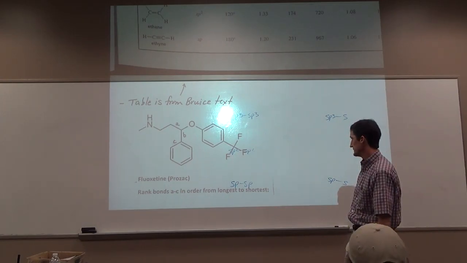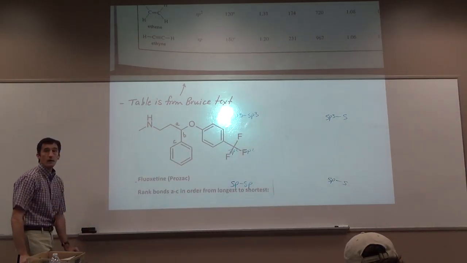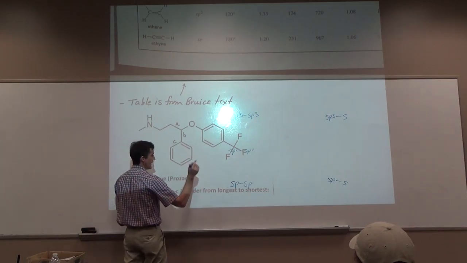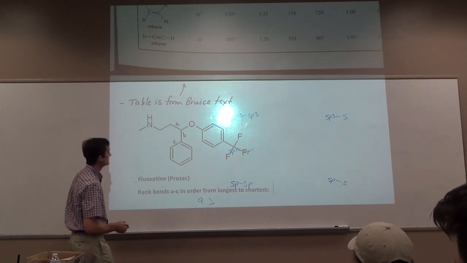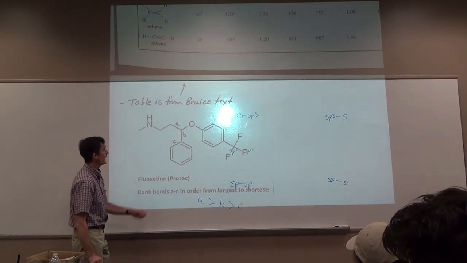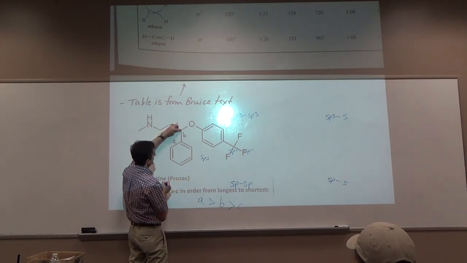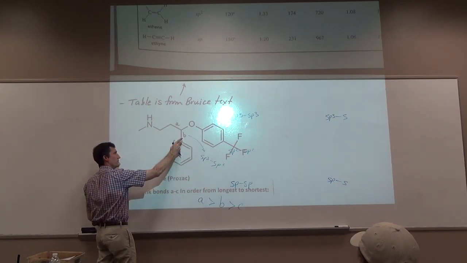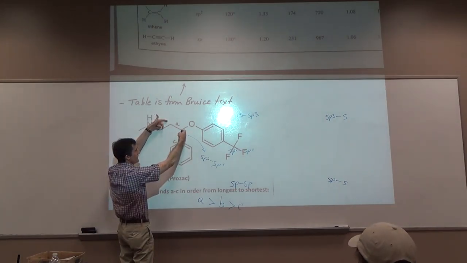Which bond is longest? A, B, or C? A. Yeah, A. Longest to shortest. So A is longer than B. Which one's next? B is greater than C. All depends on what type of orbitals you're using to make the sigma bond. SP3, SP3. What is the B orbital? SP3 of this SP3 orbital interacting with SP2. That's SP2, SP2. That's SP3, SP3. Because we know that's a two-electron covalent bond that comes from interacting with two orbitals there.